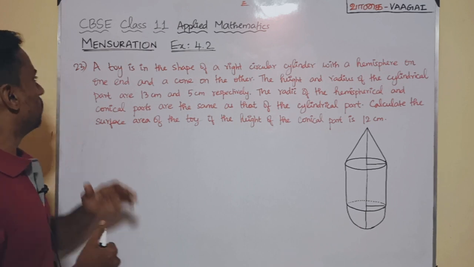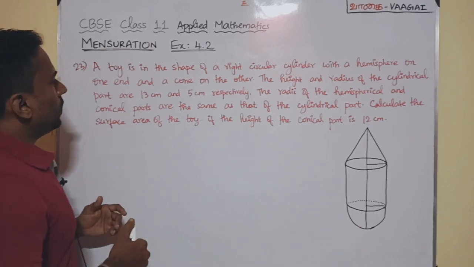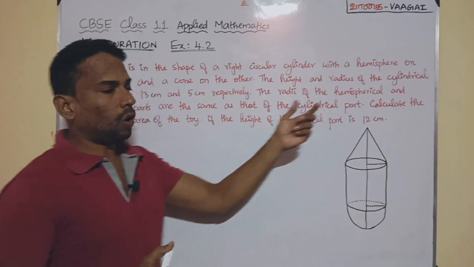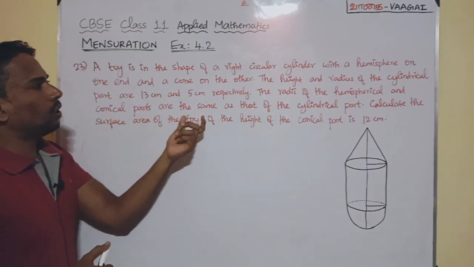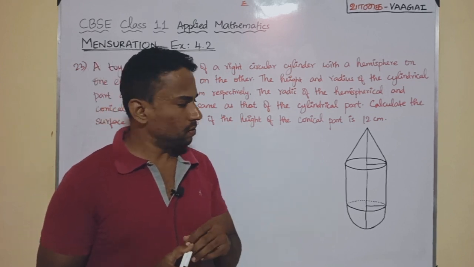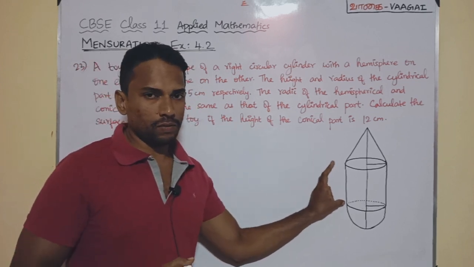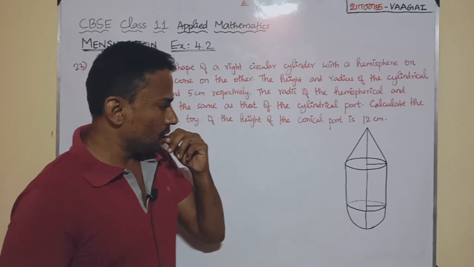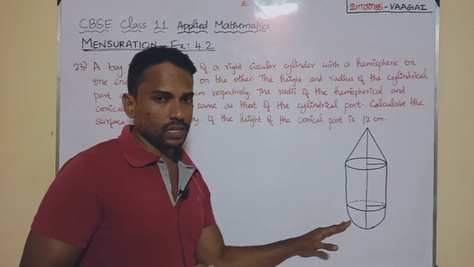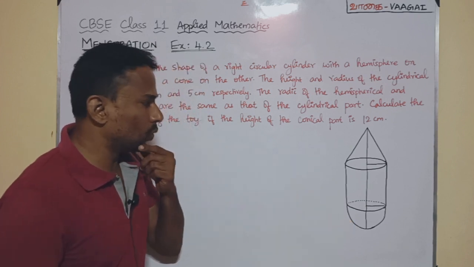Next we have question number 23. A toy is in the shape of a right circular cylinder with a hemisphere on one end and a cone on the other end. So now see here, this is how the toy looks. You have a cylindrical portion which can be seen in the middle, and to its one end they are attaching a cone, the other end there is a hemisphere. So this is how it looks.